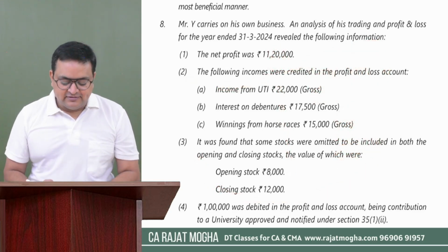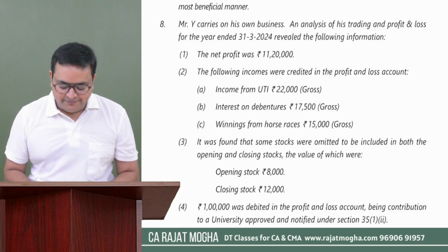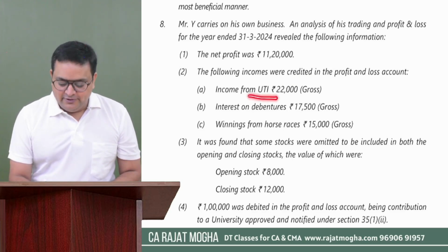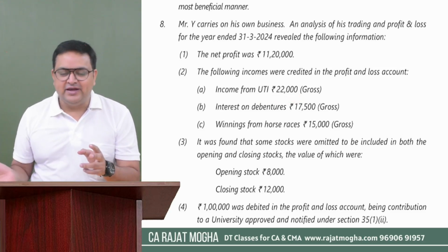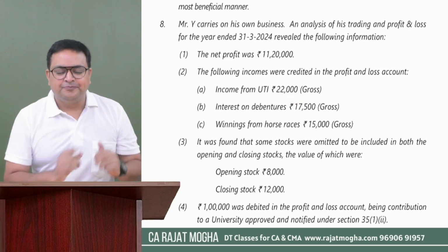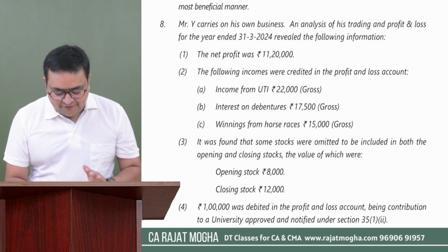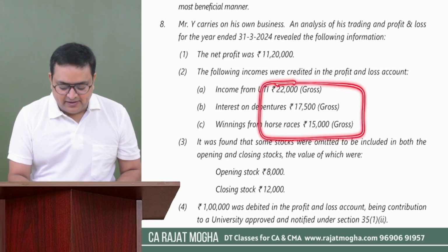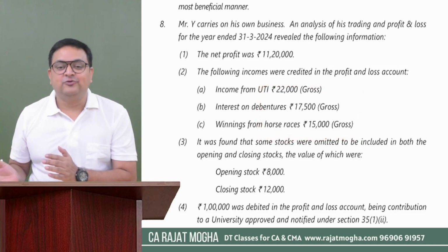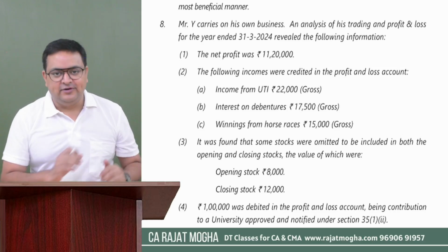The second point says the following income were credited in the P&L account. So let's see what these incomes are. Income from UTI is 22,000. We understand this is IFOS income. We have to take it out from PGBP and take it to IFOS. Interest on debentures, IFOS. Winnings from horse races, again IFOS. So all these three incomes are related to IFOS. We have to subtract them while computing PGBP and take them to IFOS.